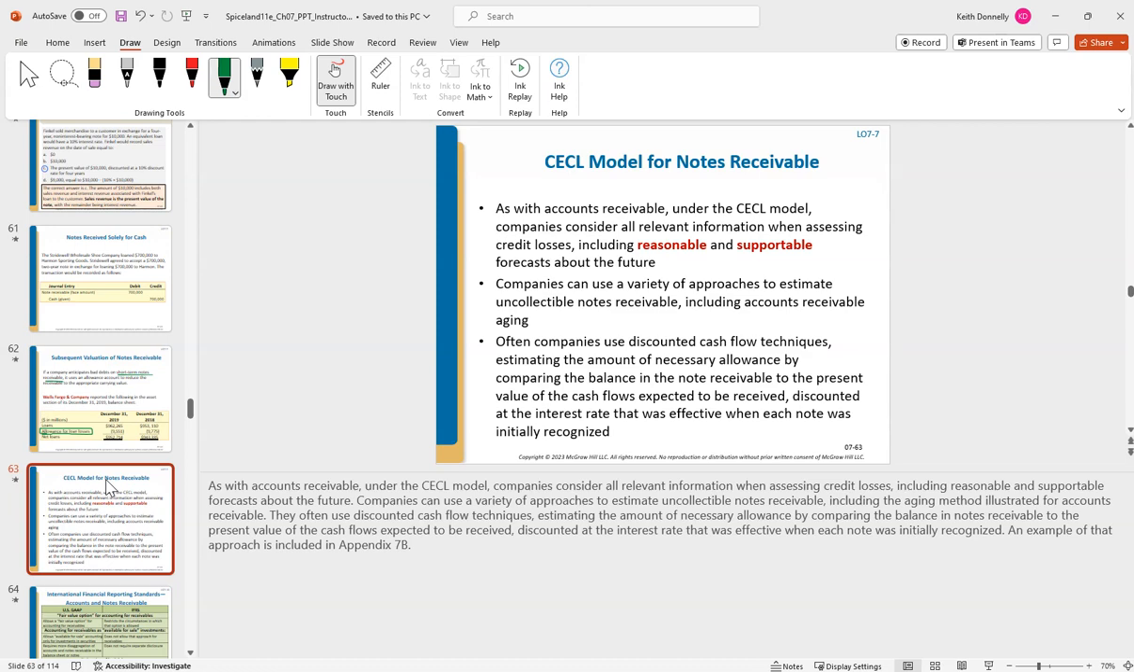Right, so you can look at this CECL model. Again, it says, as with accounts receivable under the CECL model, companies consider all relevant information when assessing credit losses. It has to be reasonable and supportable. This is just saying, hey, we recognize the fact that people might not pay us. You have to be reasonable in how you create that allowance.